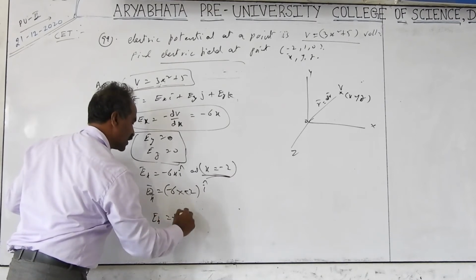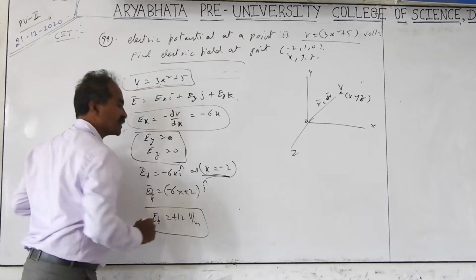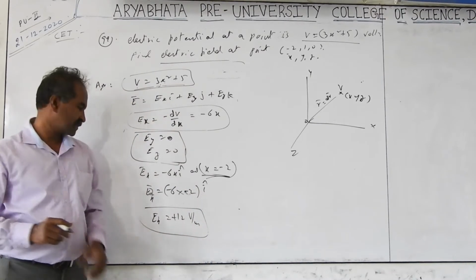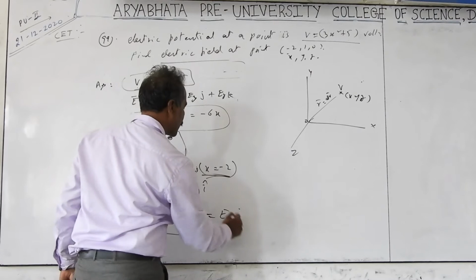12 plus 12 only volt per meter. That is along the x-axis. Only present. This is equal to E, magnitude.